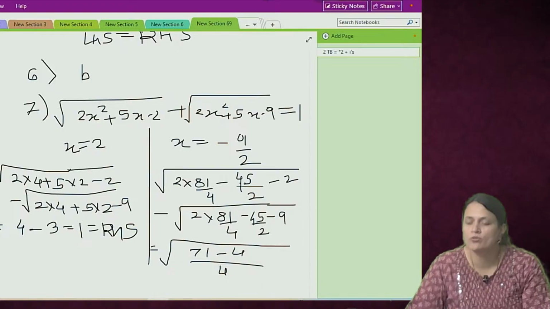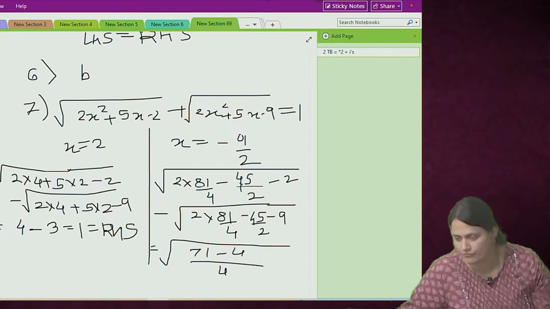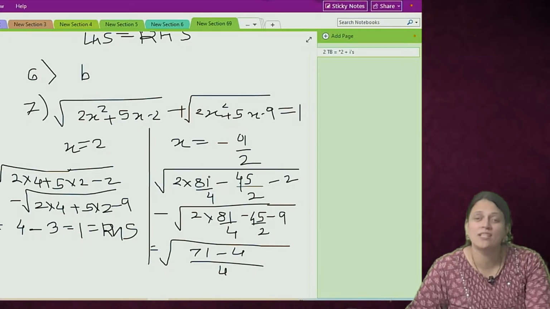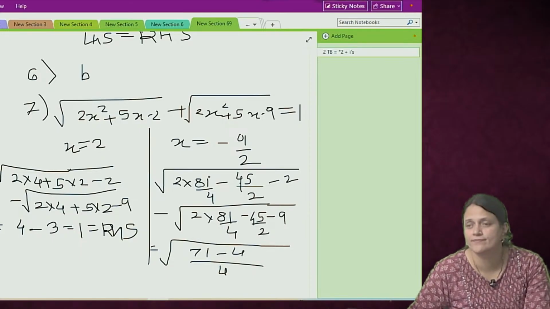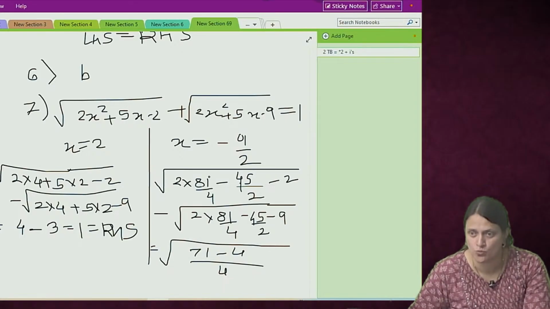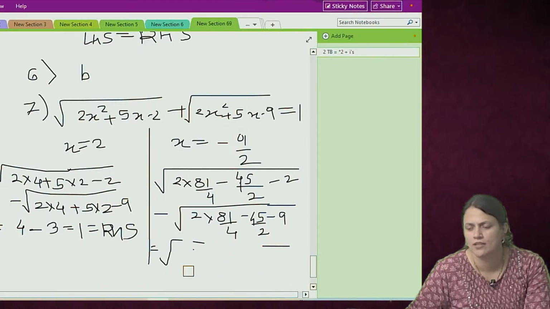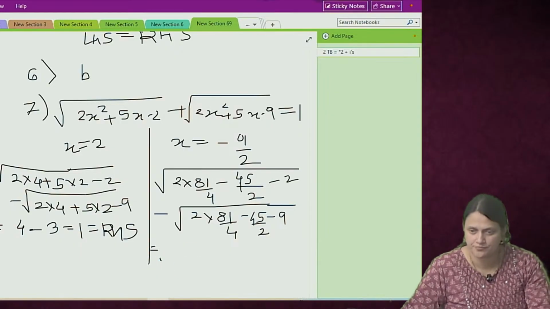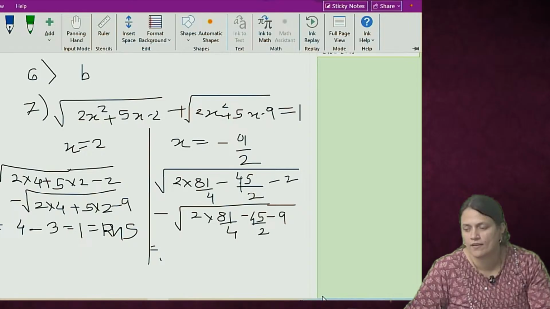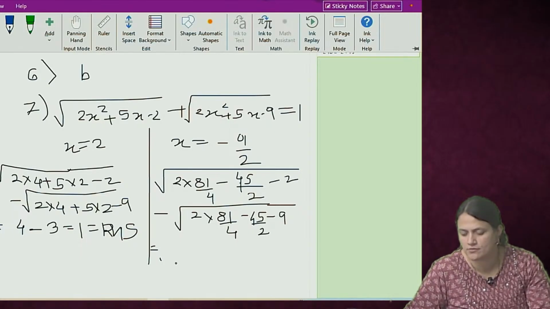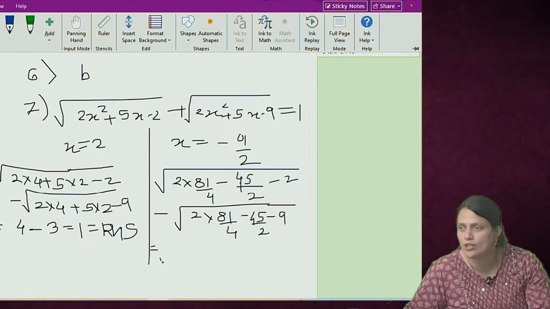So 81 upon 2. So 81 minus 45. 81 minus 45 कितना आया? 36 upon 4 minus 2. काल आंसर आलं? LHS equal to RHS आलं? चेक. -2 आलं दोन्ही साईडला.